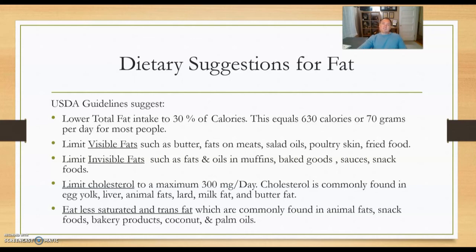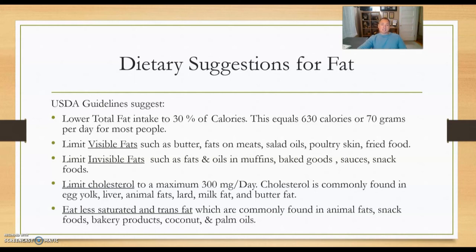You want to limit your visible fats such as butter, fats on the meats, salad oils, poultry skin, and fried food in general. You also want to limit the invisible fats such as fats and oils that are in muffins and baked goods, sauces, and snack foods. These tend to be our biggest issues, especially in the United States.